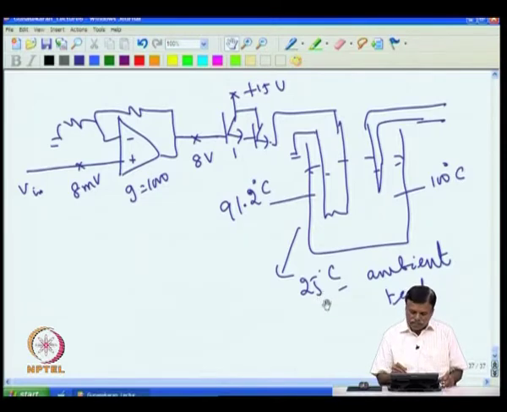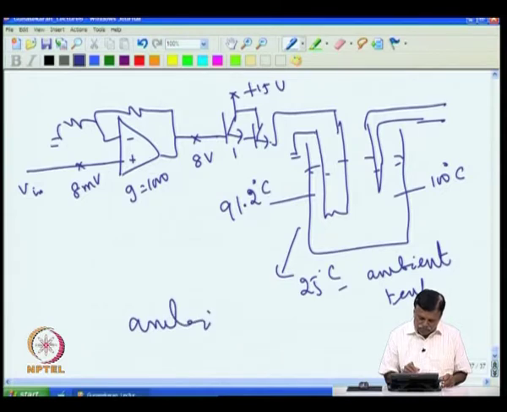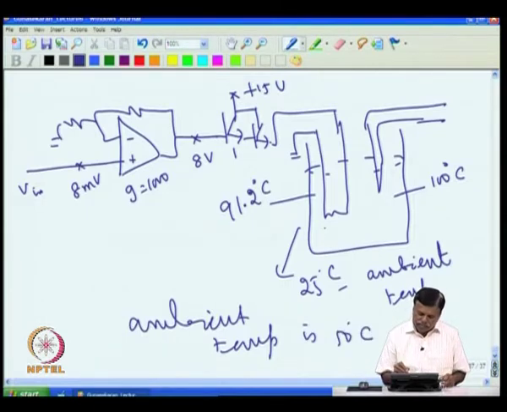This is the situation at 25 degrees C ambient. Suppose the ambient temperature goes up to 50 degrees C. Then what will happen? The oven will radiate less heat, because the oven is at 100 degrees C, the ambient earlier was 25, and now it has gone to 50 degrees. That means now less heat will come out from the oven, and then the temperature will try to go up.